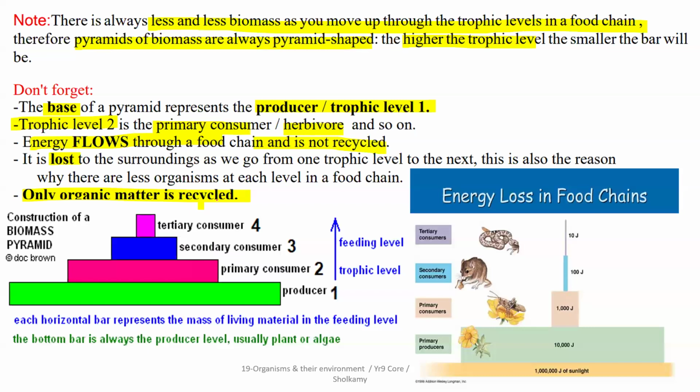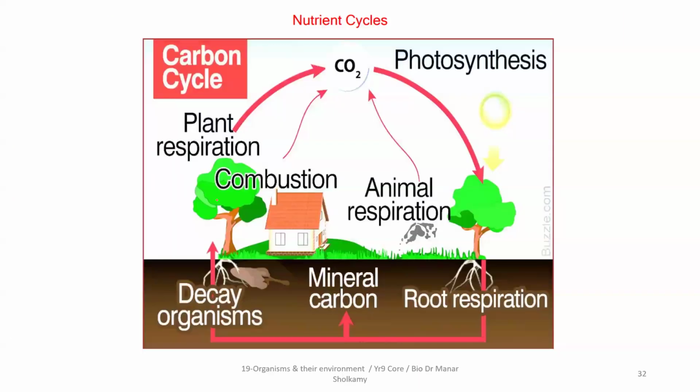Okay, now we have some nutrient cycles that are very easy. What is a nutrient cycle? In other words, how does this nutrient enter or leave the environment? We will talk about carbon dioxide. Carbon dioxide, how does it enter your environment and how does the carbon dioxide leave your environment?